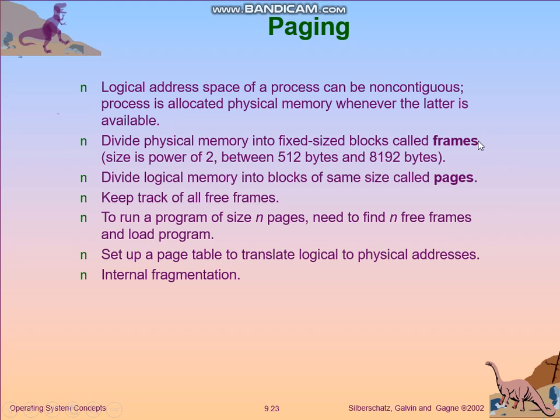Frames refer to physical memory, pages refer to logical memory. Then you set up a page table that will translate the logical address to the physical address. We need to convert the logical address to the physical address because the logical address is only seen by the CPU. Physical address is the actual address in memory. You can also encounter a problem called internal fragmentation, which can be a minor problem.